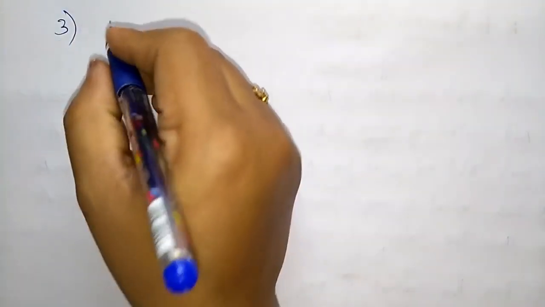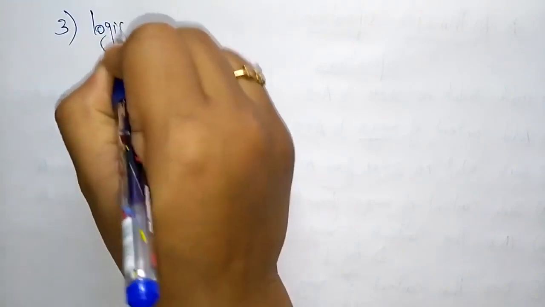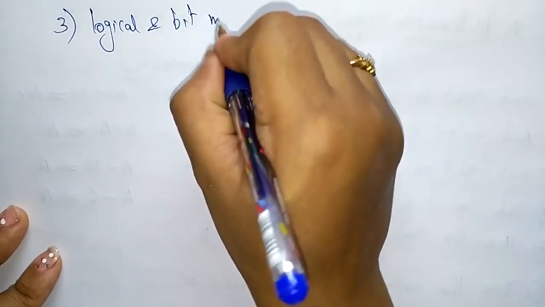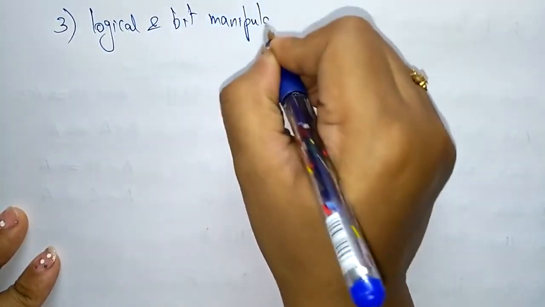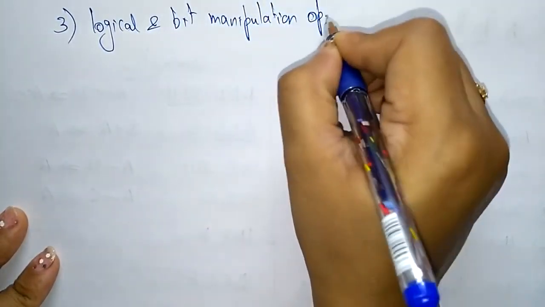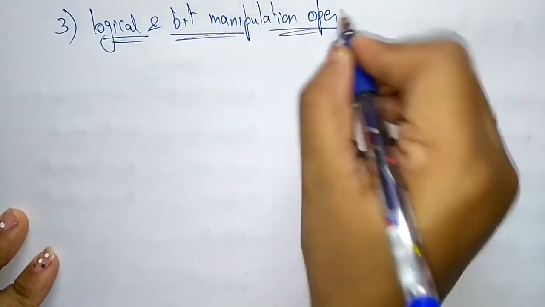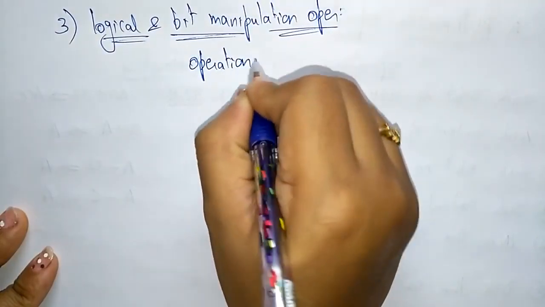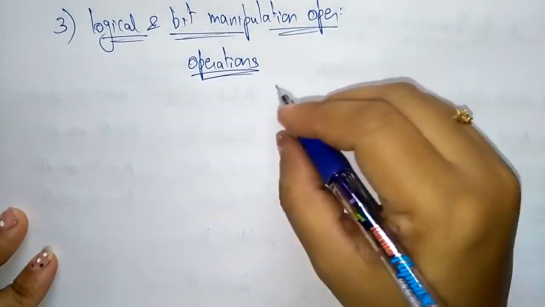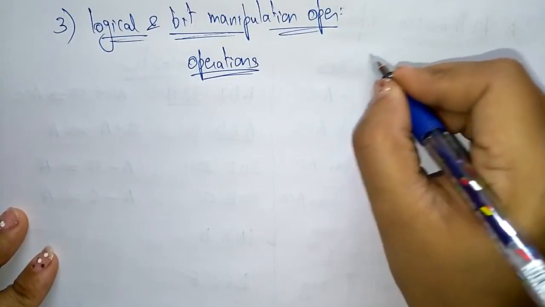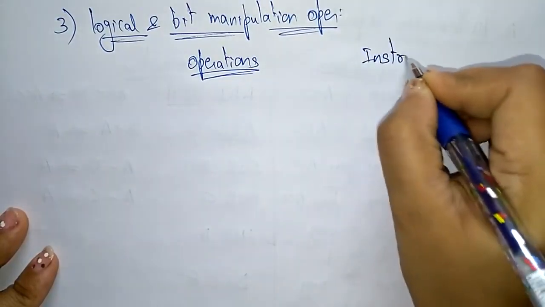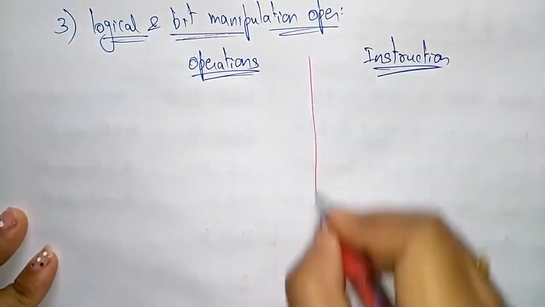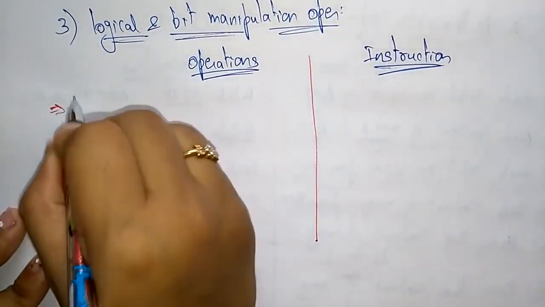So the third one is logical and bit manipulation instruction operation. So what are the instructions that are present for logical and bit manipulation operations? So let's first take logical AND.